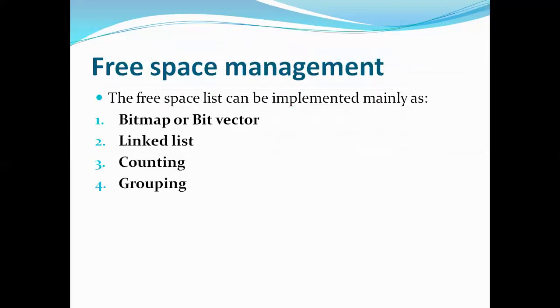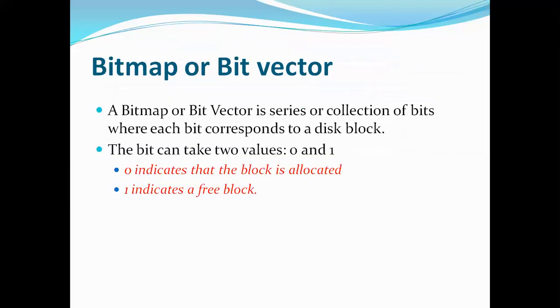Now this free space management is actually implemented by four methods. One is bitmap or bitvector. Next is linked list. Third is counting. Fourth is grouping. Now let's see what these four are in detail. The first one is called the bitmap or bitvector method.